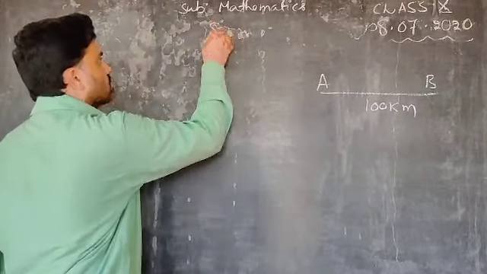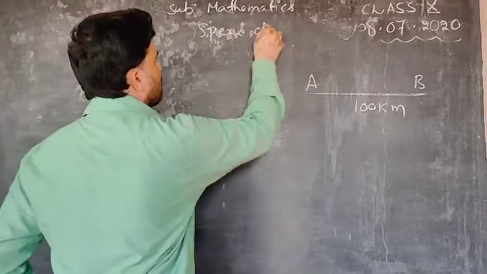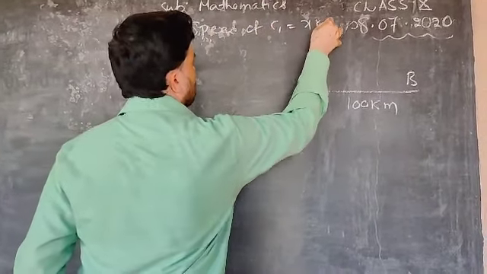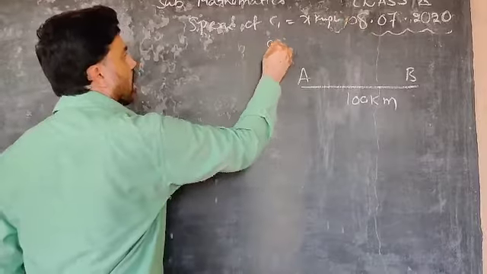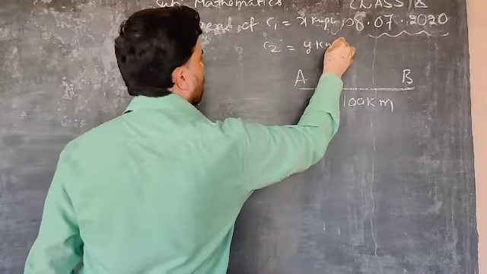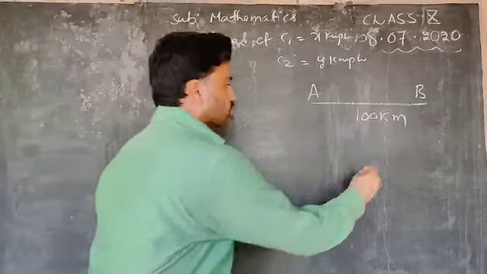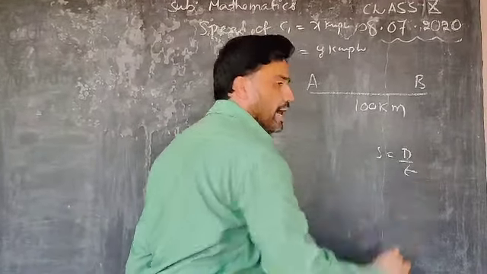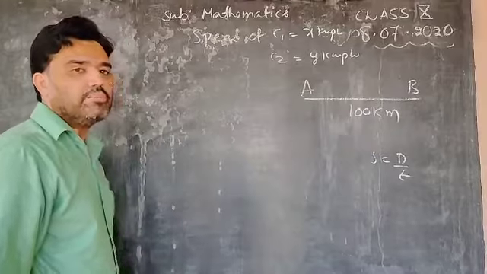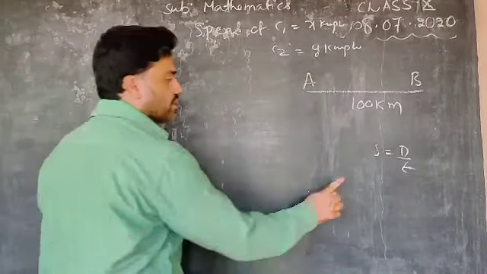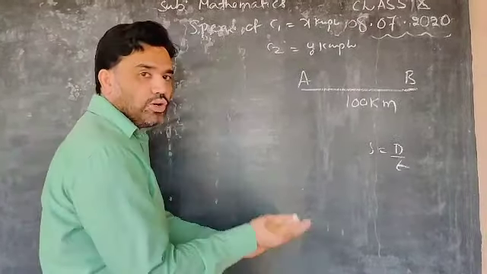So speed of the first car. Speed of car 1, x kilometer per hour. Speed of car 2, that is y kilometer per hour, kmph. Now keep in your mind, speed is equal to what now? Distance by time. Speed is equal to distance by time. Then speed and time, you interchange.